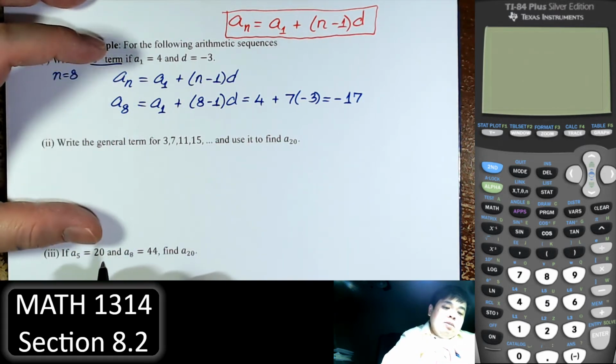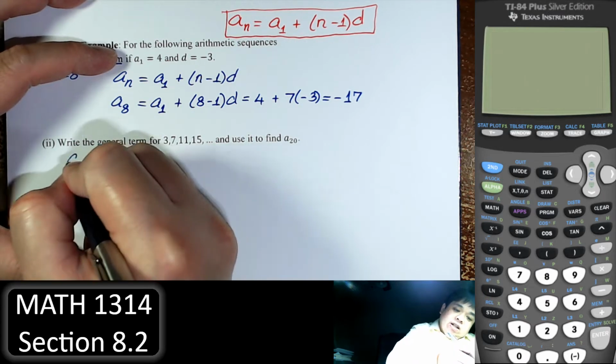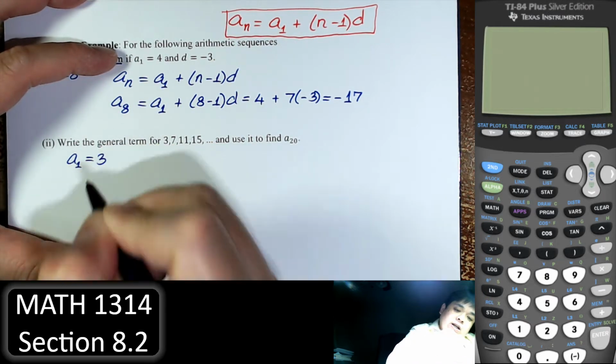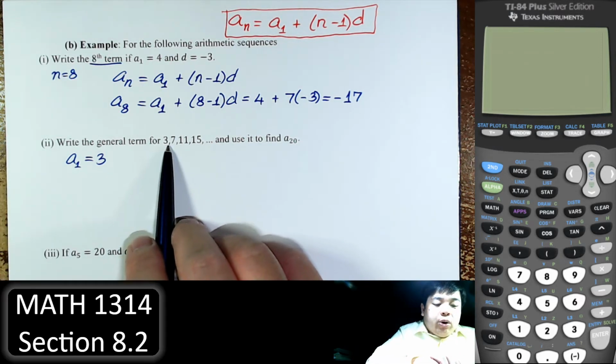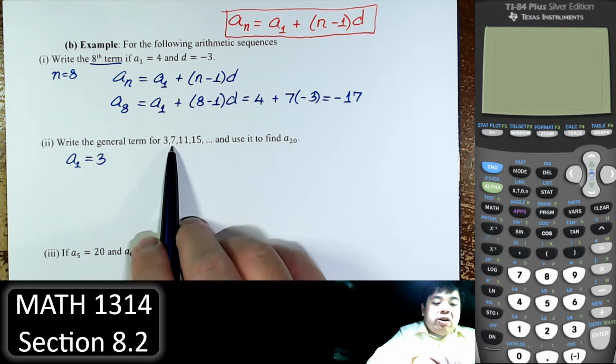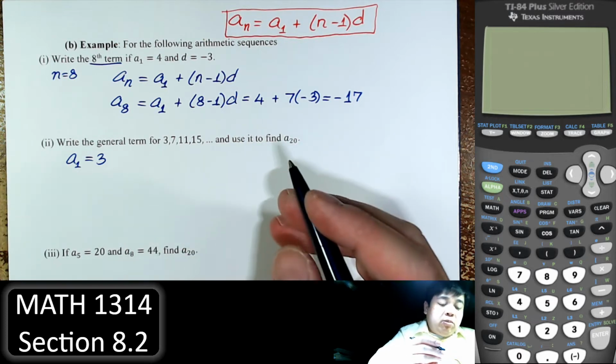So the first term is 3, obviously. And to get from the first to the second in this sequence, we're going to add 4. 3 plus 4 is 7, 7 plus 4 is 11, and so on.